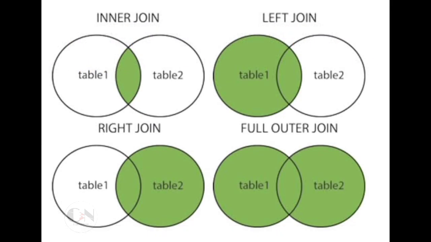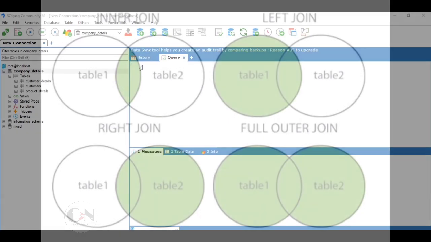There are different types of SQL joins. Number 1, inner join returns records that have matching values in both tables. Left outer join returns all records from the left table and the matched records from the right table. Right outer join returns all records from the right table and the matched records from the left table. And finally, full outer join returns all records where there is a match in either the left or right table.